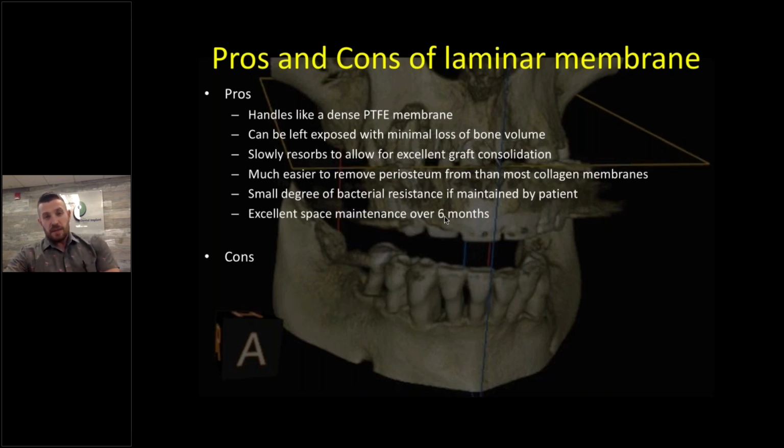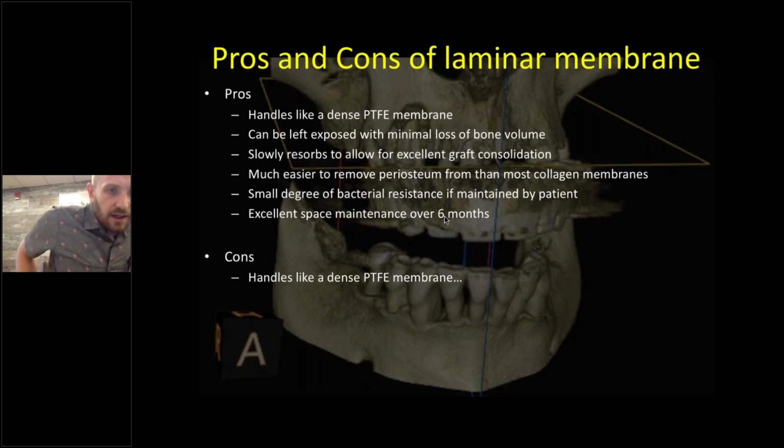There's excellent space maintenance over 6 months. I haven't left anything really longer than 6 months, but I would assume that if it has not resorbed or integrated, the space maintenance is going to be kept for quite a long time. Another pro would be that the allografts and the laminar bone plate itself are somewhat osteoconductive. And so if you are utilizing PRF or some other growth factor in there, even though you don't need to, you're going to get robust bone growth.